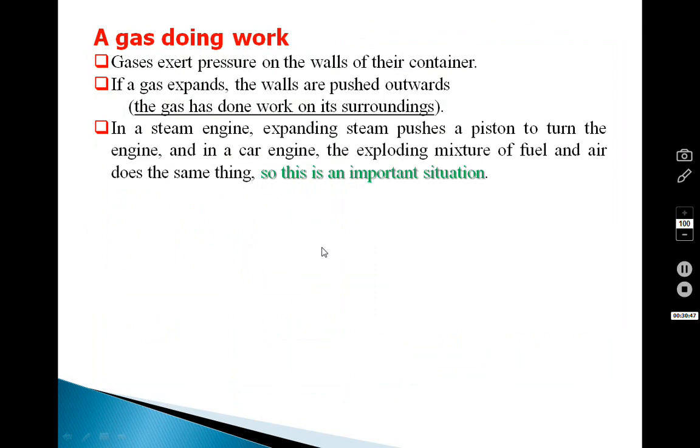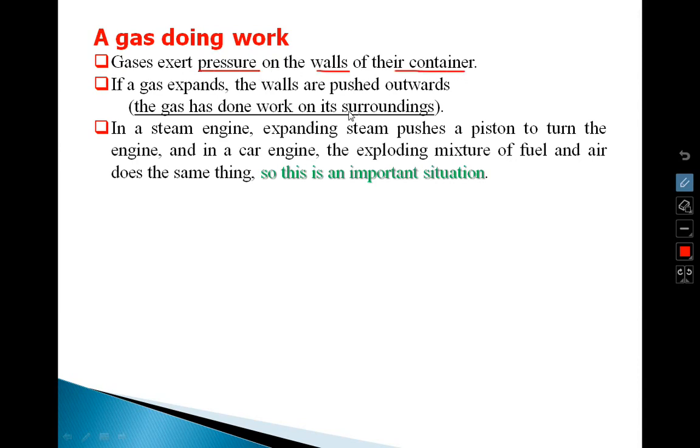Now we will move to another example, another phenomenon in physics, where a gas does work. Where is the gas doing work? Actually, any gas exerts pressure on the walls of its container.